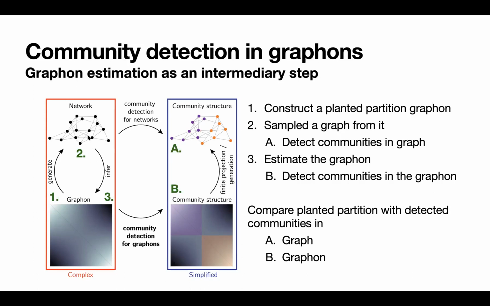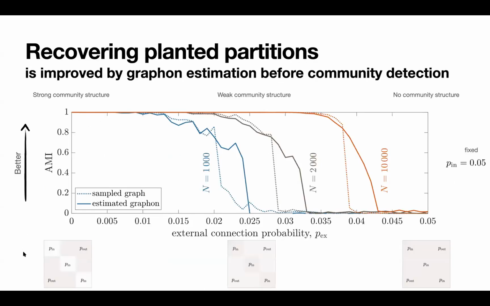But also, we take the network, we estimate the graphon back from the network that we sampled, and then do community detection on that estimated graphon. We're going to compare the community structures from this graphon and from the graph with the planted one. As I said, we do this for this planted partition model. So we compute the adjusted mutual information index. Higher values mean better agreement with the planted partition, whereas lower is worse agreement.